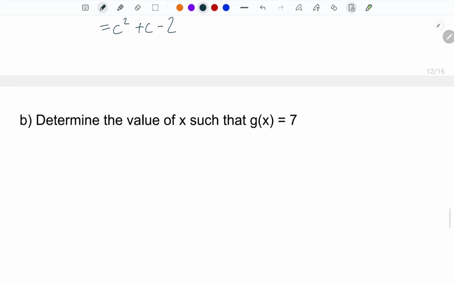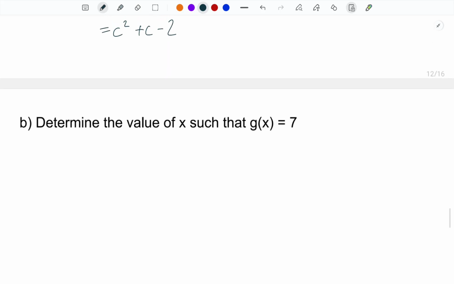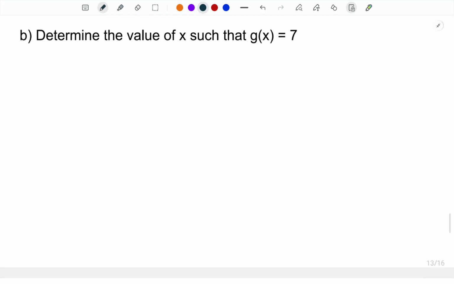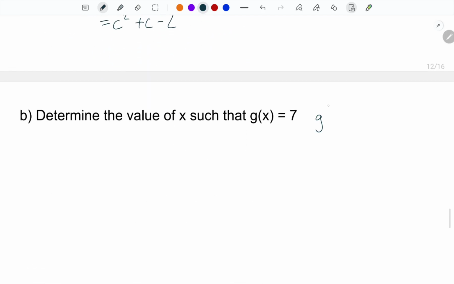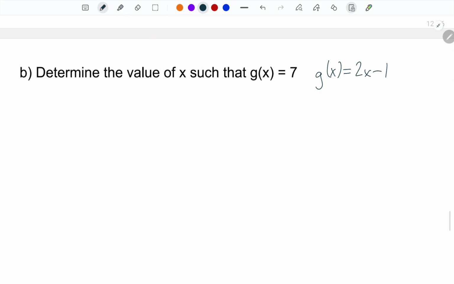Okay. This next one, we want to determine the value of x such that g of x is equal to 7. So let's just rewrite g of x down here. 2x minus 1. And this is a little bit of a different question because now I want to figure out, what would I need to substitute into the function? In this case, it's the function labeled g. It's okay, you can use different letters for the function. And we're going to see functions labeled g a lot. We want to make sure it's equal to 7.